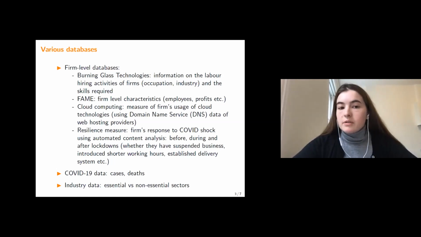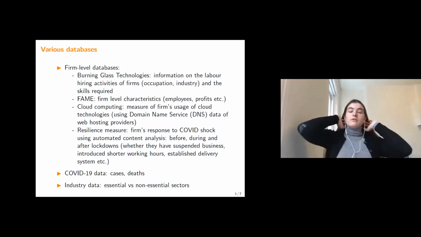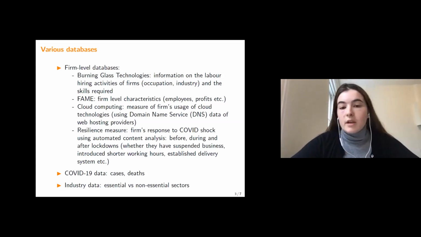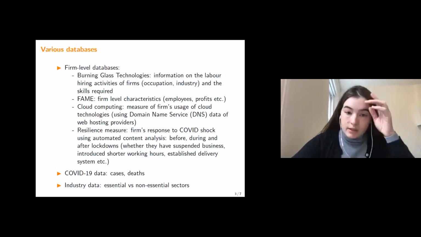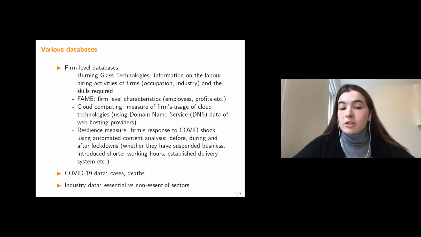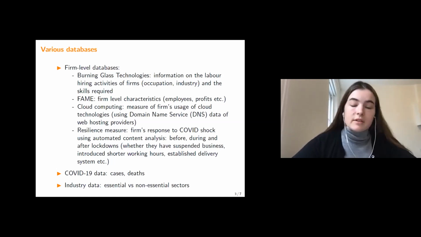In that case, we're going to use the Burning Glass Technologies data. Using this data, we will have information on the labor hiring activities of firms, and we are able to have occupation and industry level information from the ads and the skills required. Then we will use the FAME database, which enables us to have all the financial characteristics of the firm, in addition to employees, profits, et cetera.